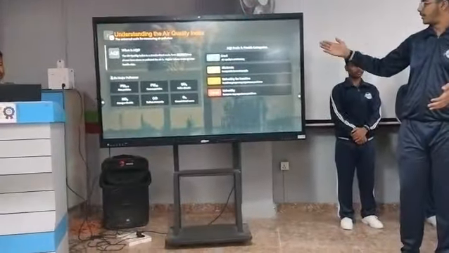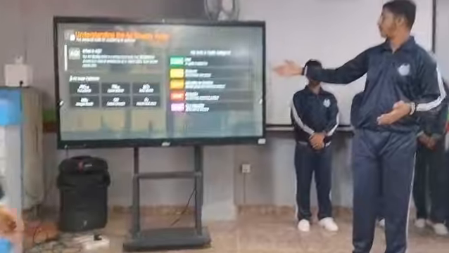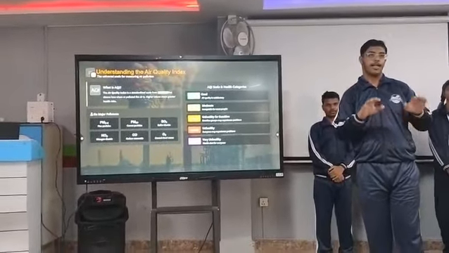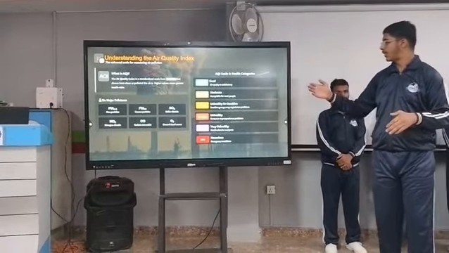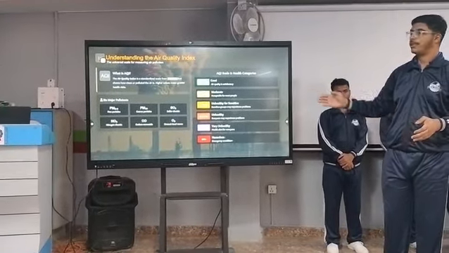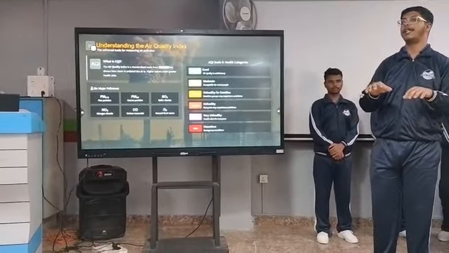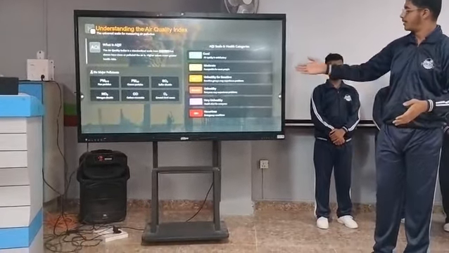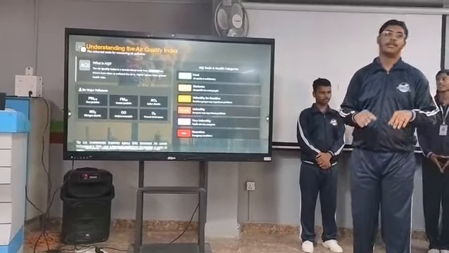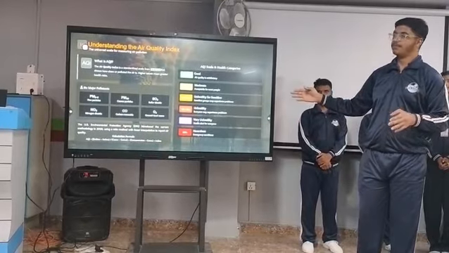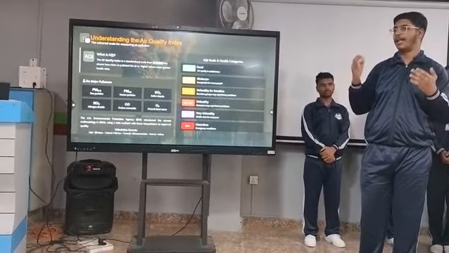Then the color becomes red, 151 to 200. It's unhealthy. Everyone may experience health issues from it. Next, 201 to 300. It is very unhealthy. The health alert for everyone. The crisis begins here. And last, 301 plus AQI. It is maroon color and it is hazardous. Everyone starts suffering with health issues.